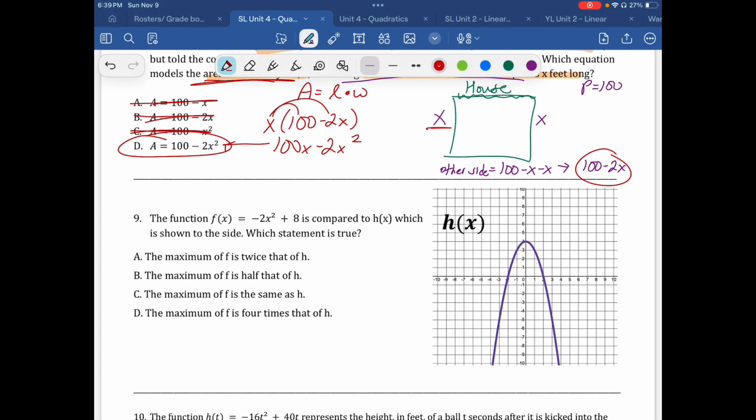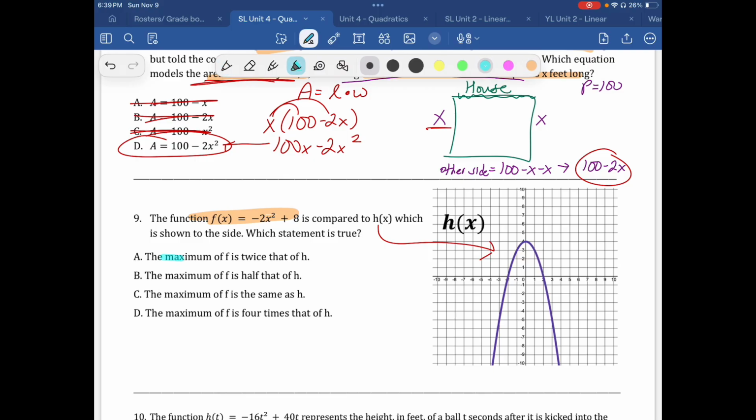Number 9. It says the function f of x equals 2x squared plus 8 is compared to h of x, which is shown to the side. So h of x is right there. Which statement is true? Let's read our answer choices real quick so we know what to look for.